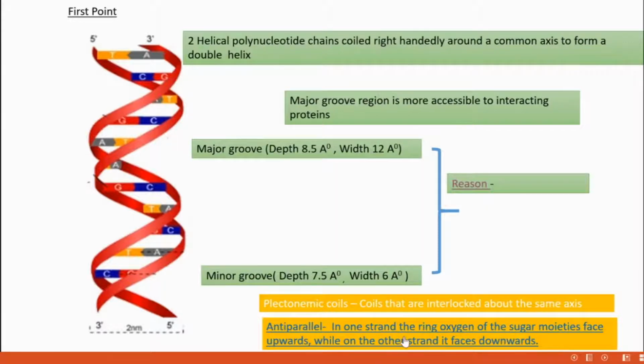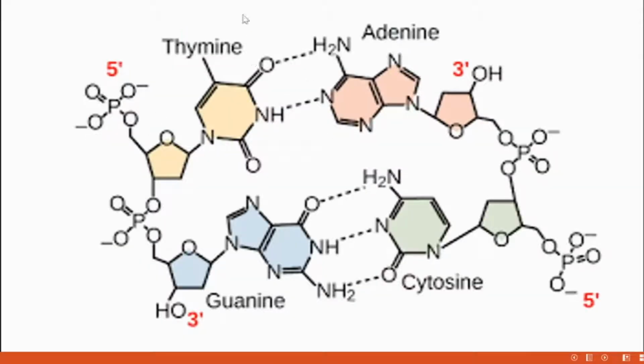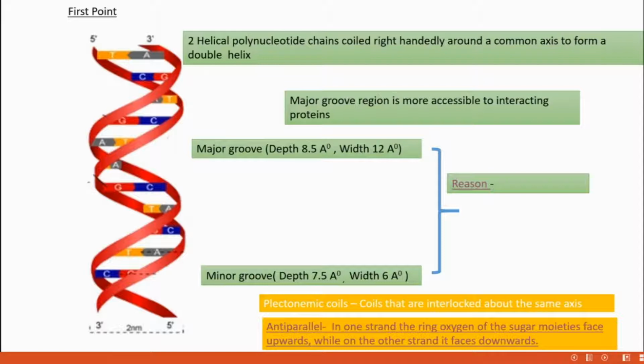That is, in one strand, the oxygen of the sugar moiety faces upwards, while in the other strand, the oxygen in the sugar moiety faces downwards. That I will show you. This is one strand and this is another strand. And look here, the oxygen of the sugar moiety is facing upwards, and in the other strand, that oxygen of the sugar moiety is facing downwards. It's very clear that the orientation of the two strands is towards opposite directions, anti-parallel. So that is another feature, the anti-parallel property of the two polynucleotide chains.